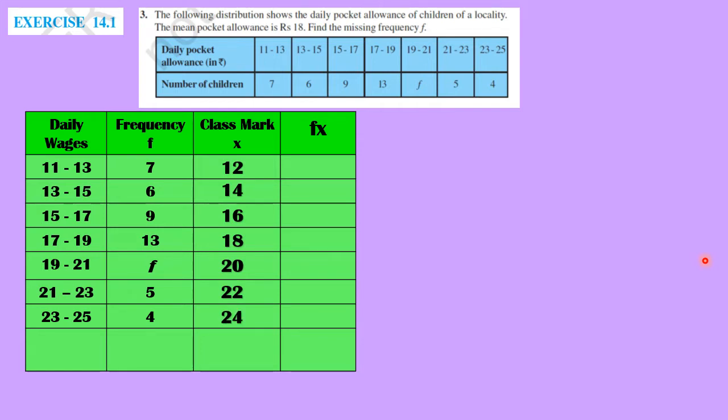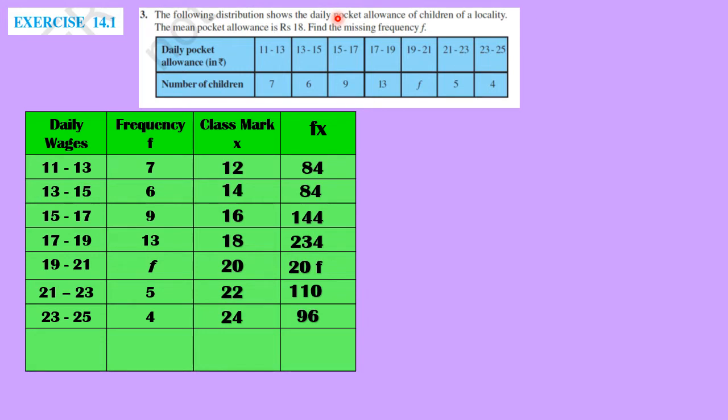24. Since the numbers are small, we can directly find fx. So 12 into 7, 84. 14 into 6, again 84. Then 16 into 9, 144. 18 into 13, 234. 20 into f, we can put only 20f. Then 22 into 5, 110. And 24 into 4, 96.